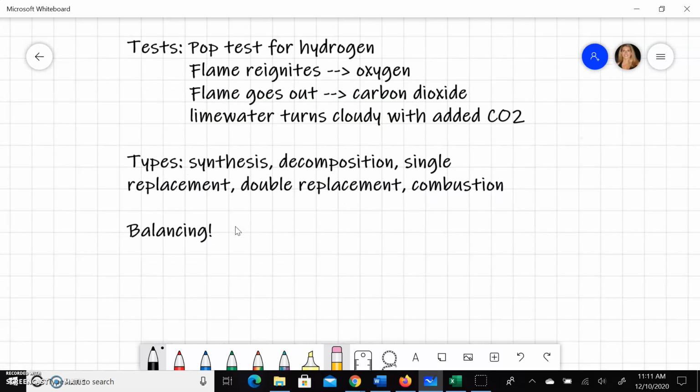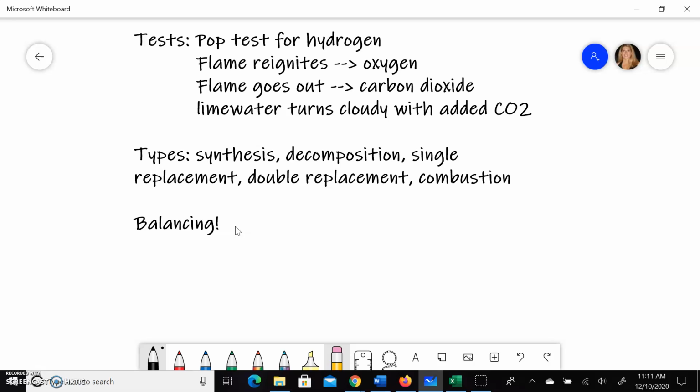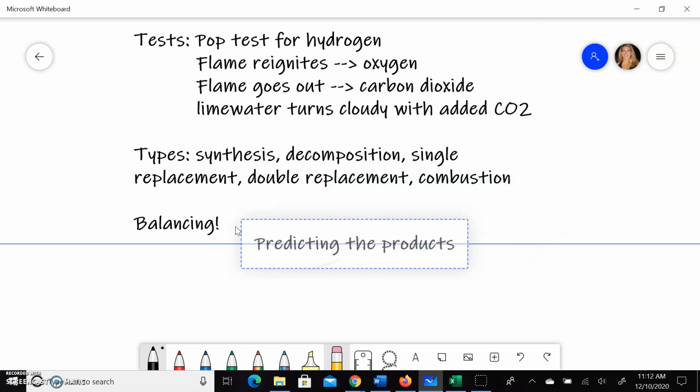The next thing is you need to know how to balance a reaction. So again, this is something that you probably just want to practice. It just takes some time going back and forth across the arrow to make sure that the numbers match. And the last thing that we want to talk about is predicting the products.